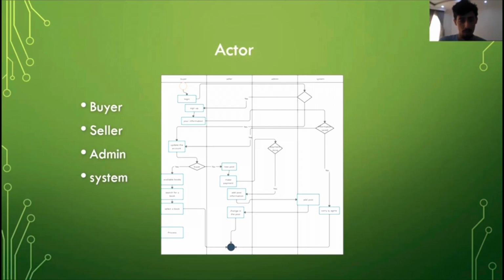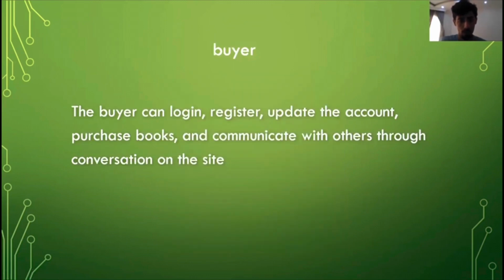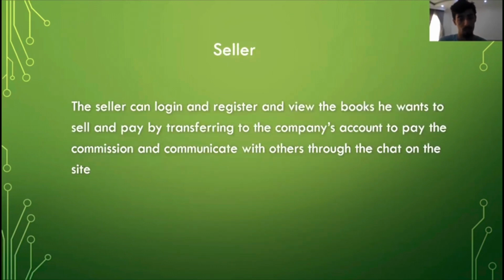The buyer can log in, register, update the account, search for books, and communicate with others through conversation on the site. The second one is the seller. The seller can log in, register, and add the books he wants to sell. Actually, he's the same as the buyer, but the difference is the seller can post a book inside the website.